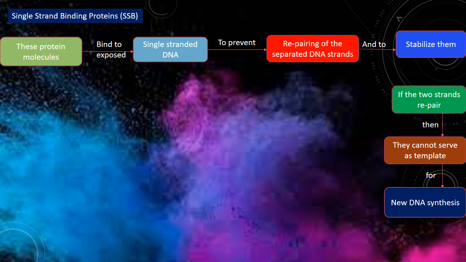Single-strand binding proteins (SSB). These protein molecules bind to exposed single-stranded DNA to prevent re-pairing of the separated DNA strands and to stabilize them. If the two strands re-pair, then they cannot serve as template for new DNA synthesis.